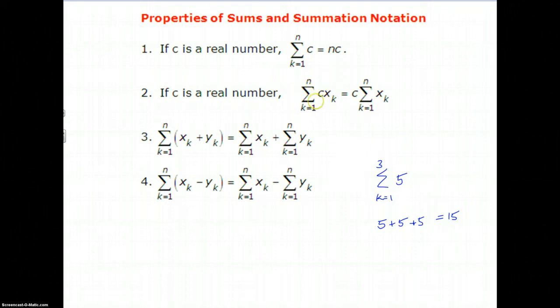If you have a real number multiplied by some variable with the subscript of k, you can take that constant out of the summation and put it out front. Then just take the sum of the variable and multiply it by that constant. If you have the sum of two variables, you can break it into two separate sums, and the same thing for a difference. Notice that the limits, which were from 1 to n, stay the same for each of the sums that you've broken it up into.